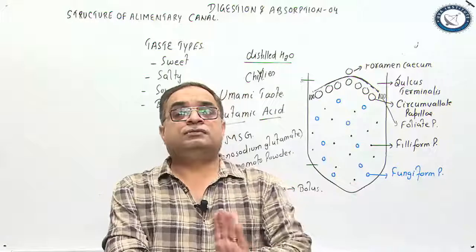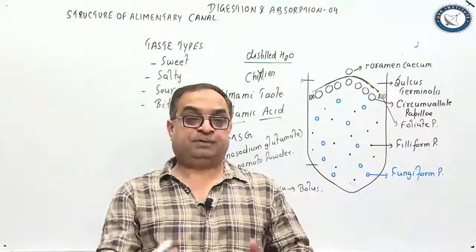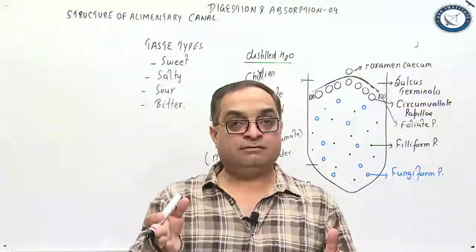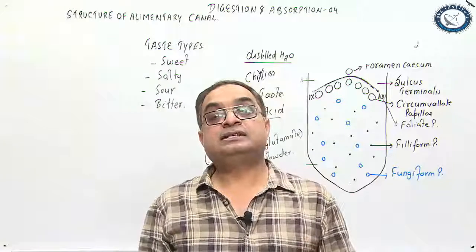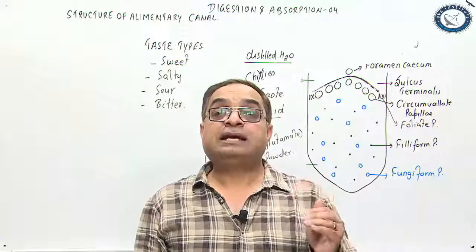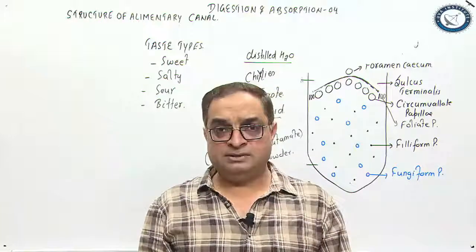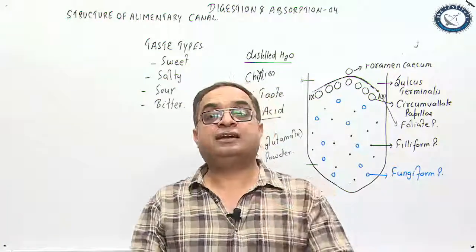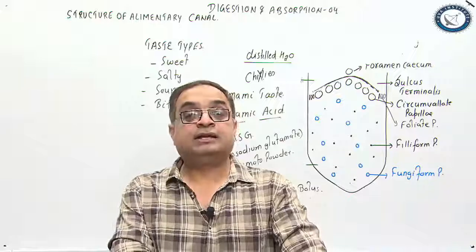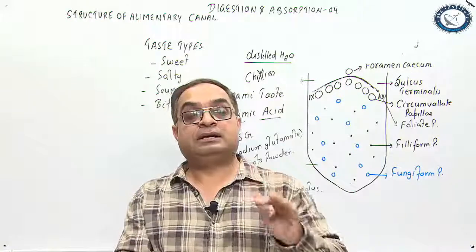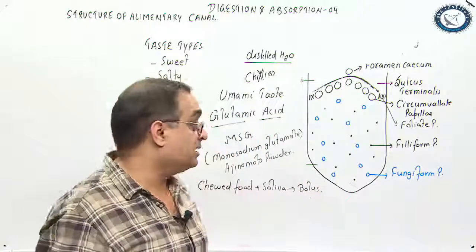We are discussing structure of buccopharyngeal cavity, which includes buccal cavity and pharynx. Till now, we have discussed about the roof of buccal cavity, that is palate, which has anterior hard palate, posterior soft palate. Soft palate has a fleshy hanging lobe called uvula. Then we discussed about the floor of the buccal cavity. The floor of buccal cavity has tongue.